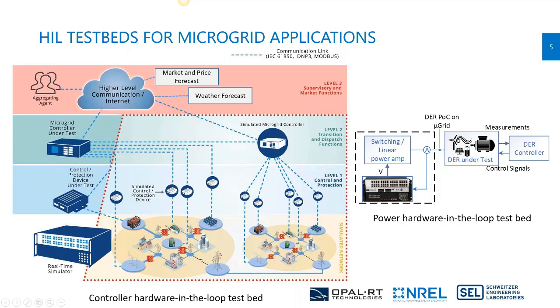Another type of typical test bed would be a power hardware in the loop test bed, where you can actually exchange power between the device under test and the simulated system. The way you interface your simulated system to the actual system is using either a switching amplifier or a linear power amplifier.